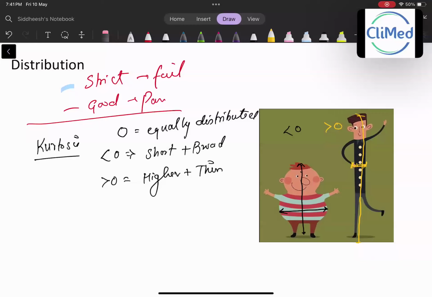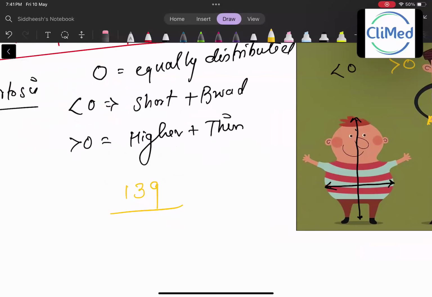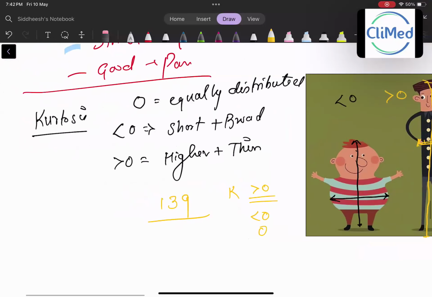Suppose in this class of around 139 individuals, I need to find the height. Now, suppose I am getting kurtosis of more than 0. It indicates that in my class the individuals are very tall. If kurtosis is more than 0, people are more than the average height. What about kurtosis less than 0? People are shorter than the average height. What about 0? People are matching the average height. Correct?